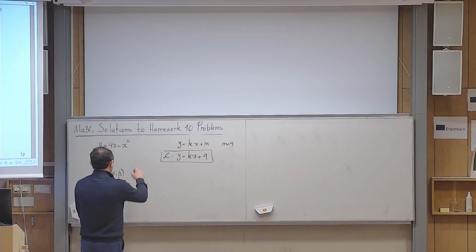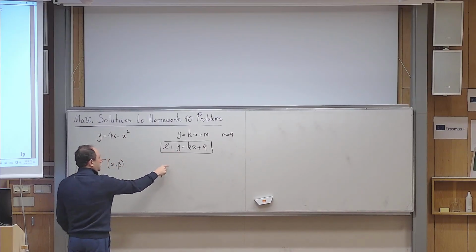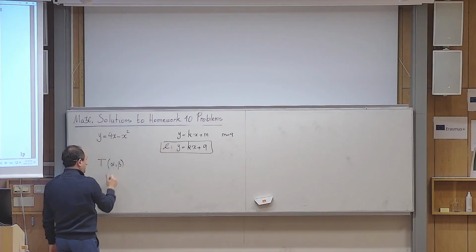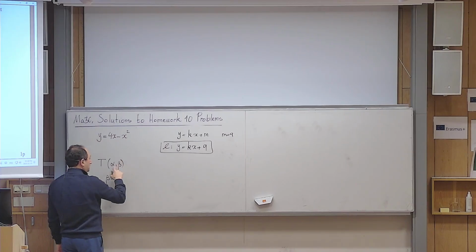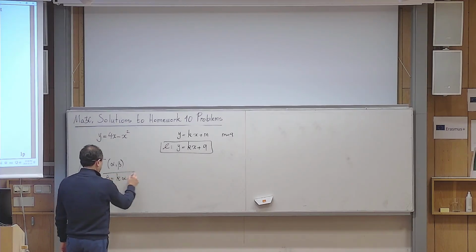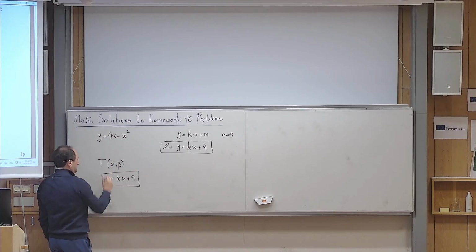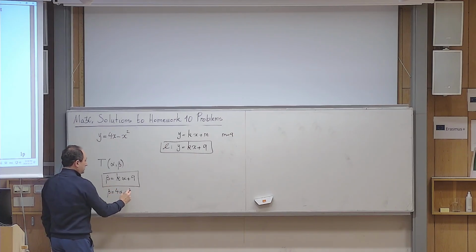So I would say that because this is on this line, what does it mean? It means that when I replace y with beta, when I replace x with alpha, this should work. Okay. I should also be able to do the same thing here. So what should I do? Beta is equal to 4 alpha minus alpha squared.